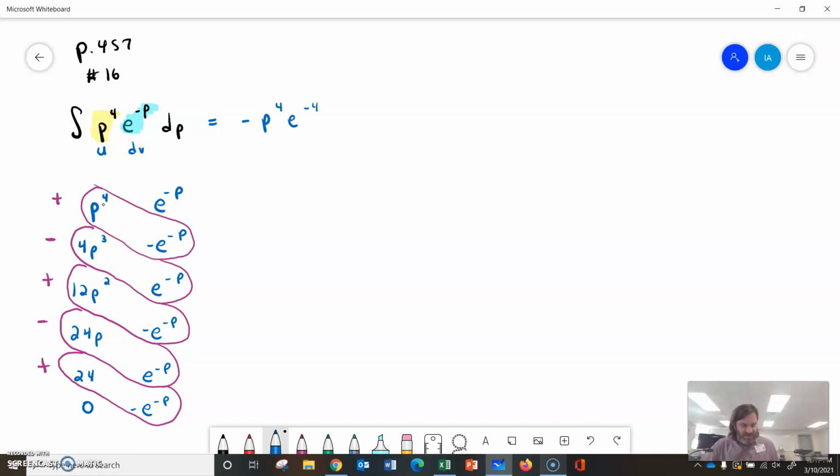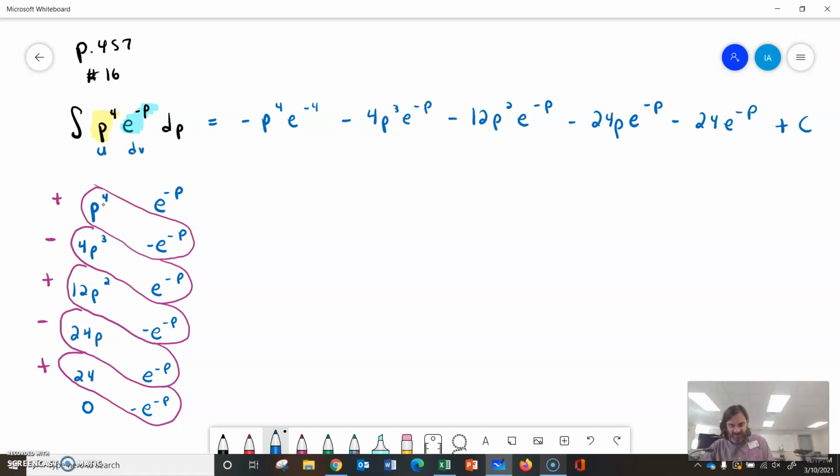The next diagonal will be minus 4p cubed e to the negative p. The next diagonal will be negative 12p squared e to the negative p. The next diagonal will be negative 24p e to the negative p. And my last diagonal will be negative 24 e to the negative p. Then there'll be a plus c at the end.